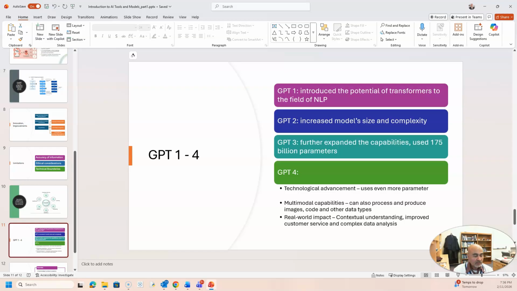So the first one, GPT-1, started with a groundbreaking model that introduced the potential of transformers to the field of natural language processing. Its ability to generate coherent and contextually relevant text set the foundation for future development. GPT-2, the next in the series, built on this and increased the model's size and complexity, which allowed for more detailed text generation.